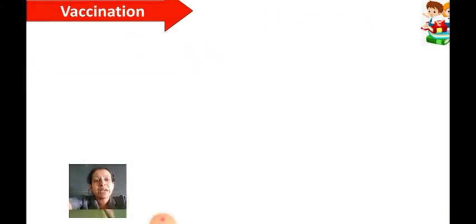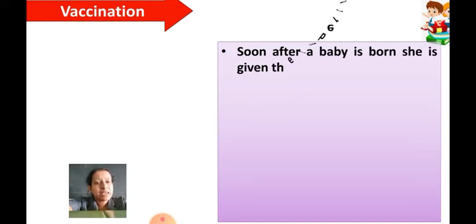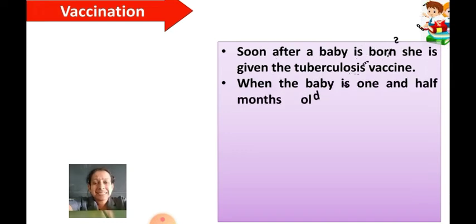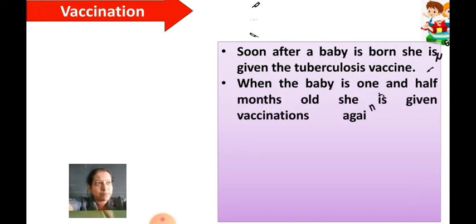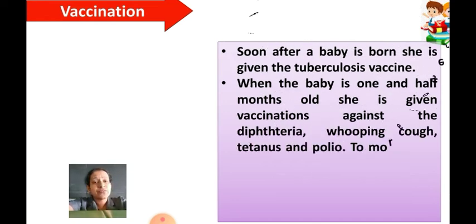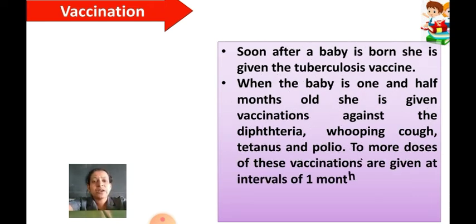Now let's see, when a baby is born, within 24 hours, a baby is given the tuberculosis vaccine. The name of the vaccine is BCG vaccine. That is given when the baby is born, so that the baby should be able to fight against the germs of tuberculosis. Not only the BCG vaccine given within 24 hours of birth, but even after 1.5 months, there are different vaccines given.